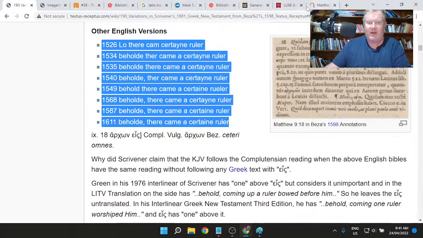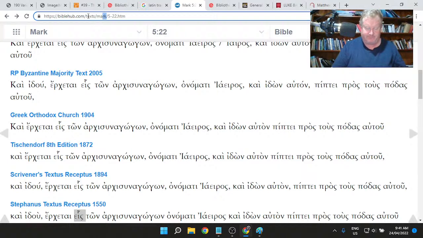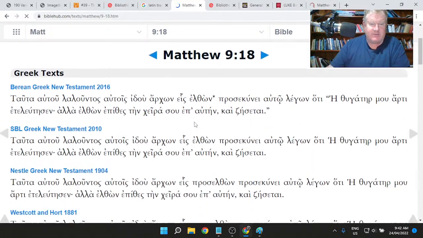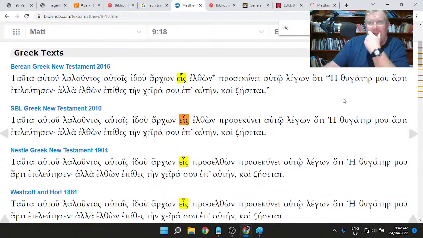So where am I going to go from there? I'm going to have a quick look at, let's look at Matthew 9:18. And we'll look at the Greek texts, because here we have ἵς. Now, it's really good to know how to do Control F, and this little box comes up here, and you can search for these words, so it's a lot quicker.